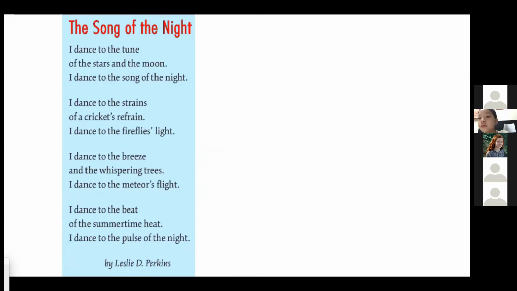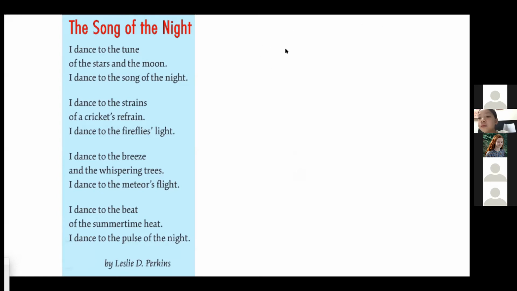What is the question? I'm asking. So how many verses or stanzas does this poem have? Remember, a verse is a group of lines. So how many groups of lines do we have in this poem? Four. Okay. Can you read the first one for us, please?